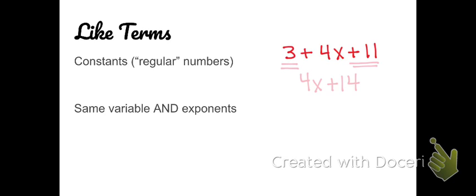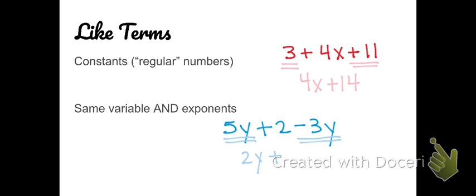Like terms are also ones that have variables, those letters, those unknown numbers. If they have the same variable with the same exponent, then you can combine them. So if you have this, you can combine the 5y and the minus 3y. If I have 5y's and I subtract 3y's, I have 2y's. And then the constant, I can't combine with that because it is not alike. It doesn't also have a variable.